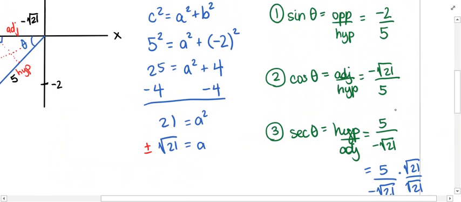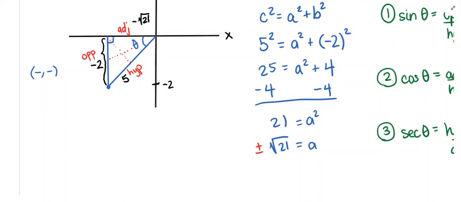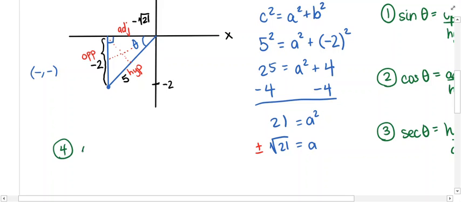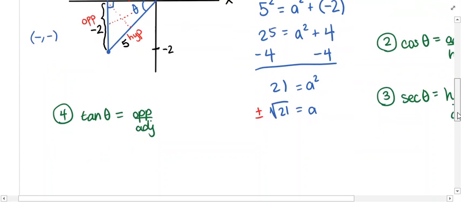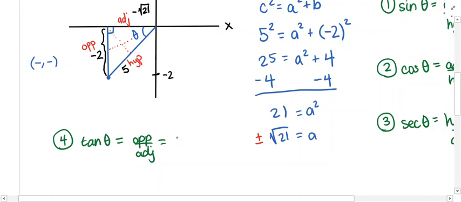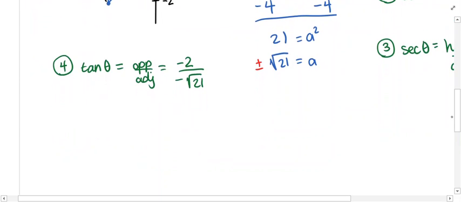Let's go look at the tangent. I'm going back to my triangle. I'll put the tangent over here. The tangent of theta is equal to the opposite over the adjacent. If we plug this in, the opposite side is negative 2 and the adjacent side is negative square root of 21. So this is going to be negative 2 over negative square root of 21. Again, we need to rationalize the denominators here. Notice that negative divided by negative is going to give you something positive. So the tangent value will be positive here.